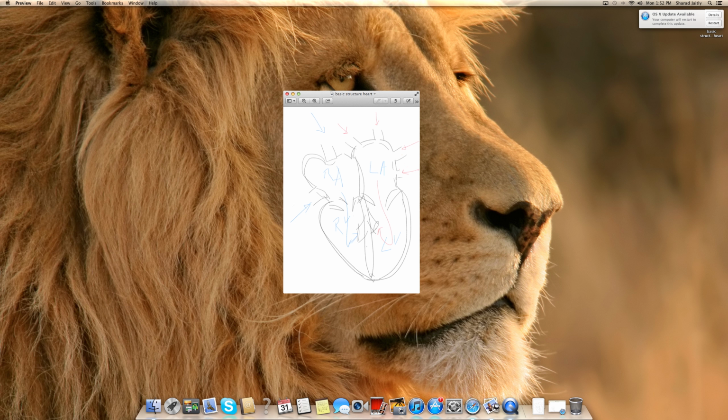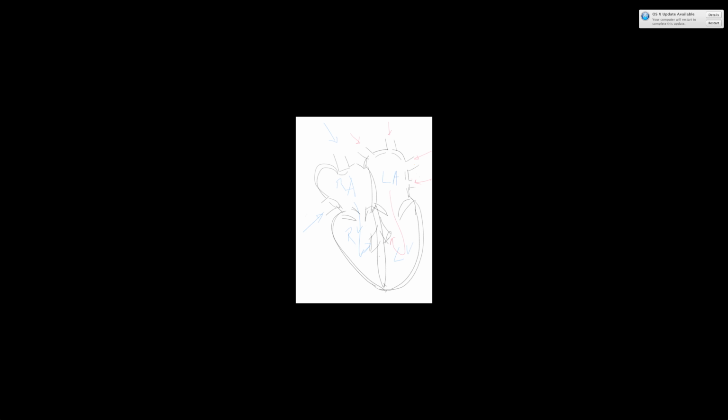Hi, this is Dr. Jaitly, and I'm here to teach you the basics and fundamentals of cardiology, which is the study of the heart. Today we are going to talk about the inside structures of the heart and have you familiarized with the various names given to these structures within the heart.